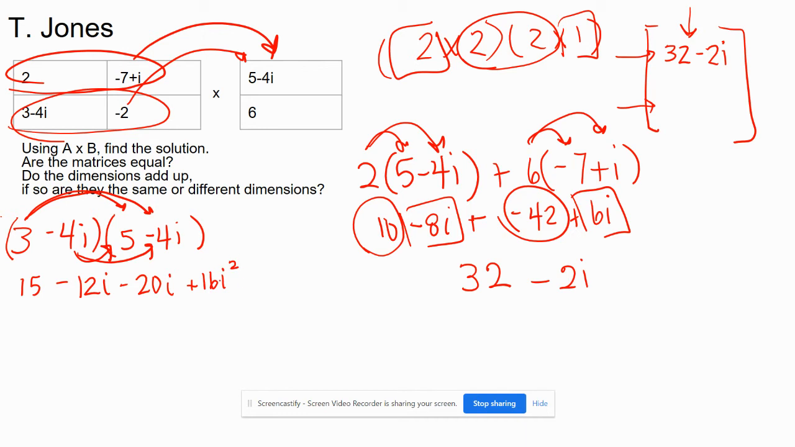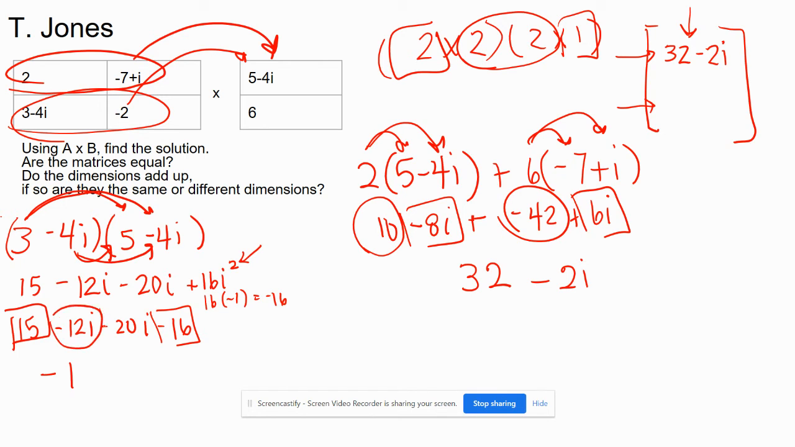Positive 16i squared, but that i squared is going to be a negative 1. So 16 times a negative 1, so it should be a negative 16. So we have positive 15, negative 12i, minus 20i, minus 16. And again, that's because every time you see an i squared, that is negative 1. Combine our like terms, so our 15 and our negative 16 are going to leave me with a negative 1.